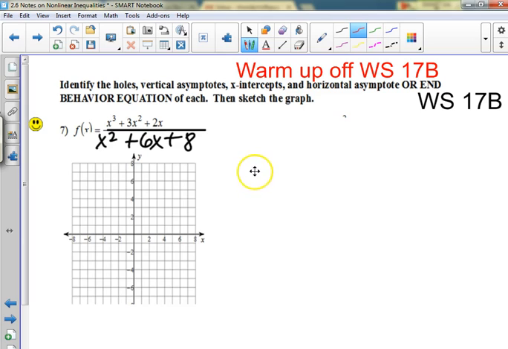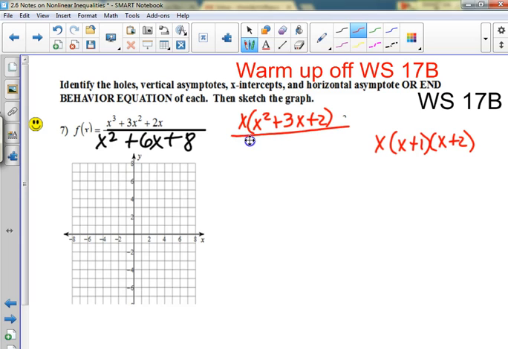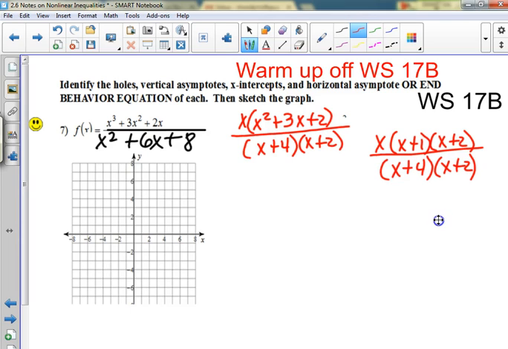All right, this is off 17B. Can anybody help me factor the top to start us off? Thank you. Which will then factor, okay, and the denominator? So on the far right here is our fully factored, and what do we notice right away?